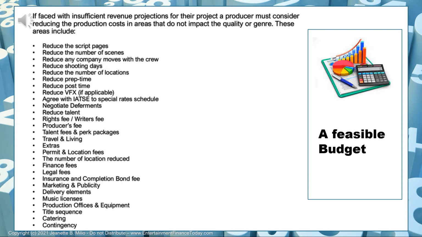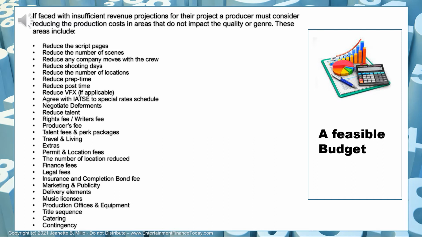Talk to IATSE and agree special rates, and really think about getting them to agree to a low budget schedule for you. That will help you very much in reducing your budget. Obviously, you want to think about negotiating deferments. Now, what that does, it will take money out of the budget now, but it will still have to be recouped. So it will help you in having to raise less money, but it's not going to help you in creating more profits. But it is important, because deferments are often cheaper than raising the money for those deferments.